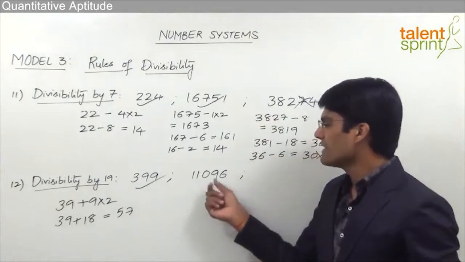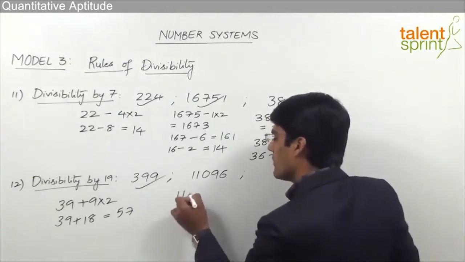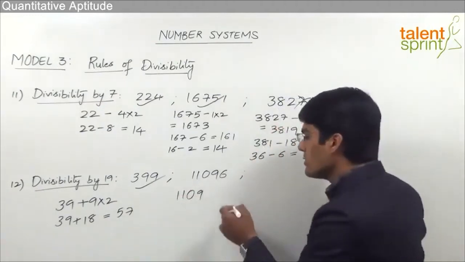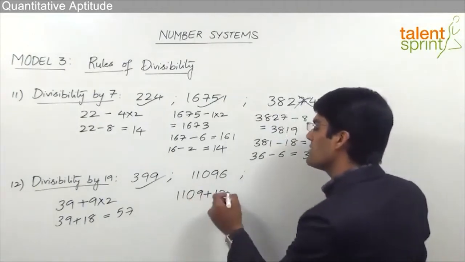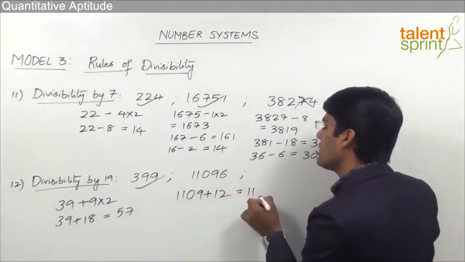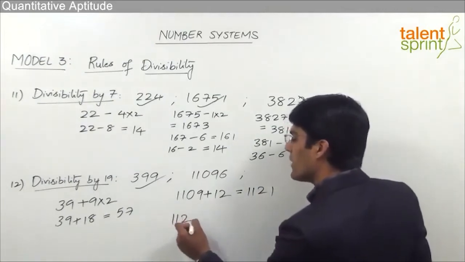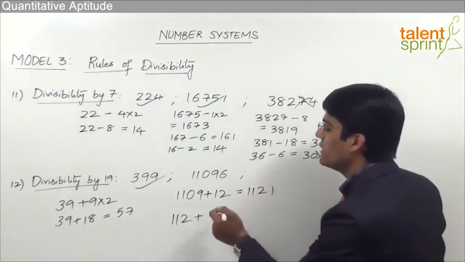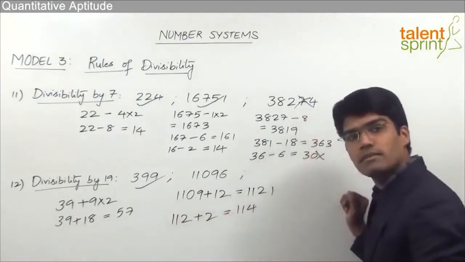Let us take one more example, that is 11096. Here we get 1109, 6 is separated, multiplied with 2. 6 into 2 is 12, and it is added to the remaining part of the answer. So 1109 plus 12 will be equal to 1121. Again, in 1121 we can separate 112, and this should be added to the units place multiplied with 2. 1 into 2 is 2. So 112 plus 2 is 114.